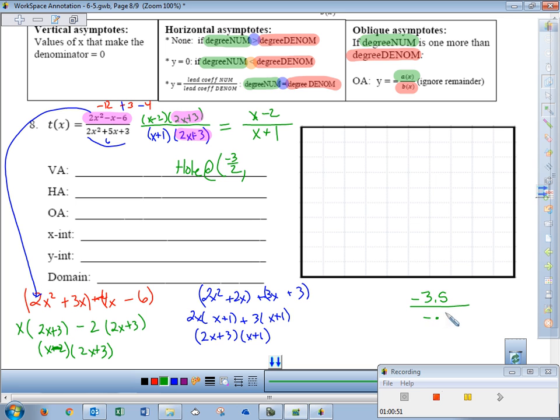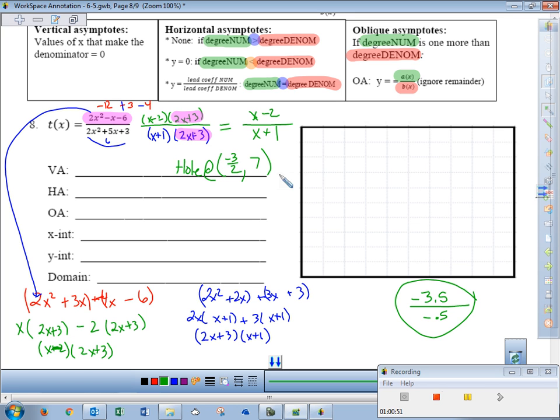Negative 0.5. Now punch that in your calculator and see what it turns out to be. If it's a whole number, awesome. If it's a decimal, math enter it. And it probably turns out to be 7. Is that right? There is a hole at negative 3/2, 7.